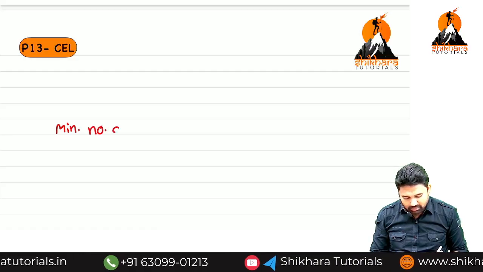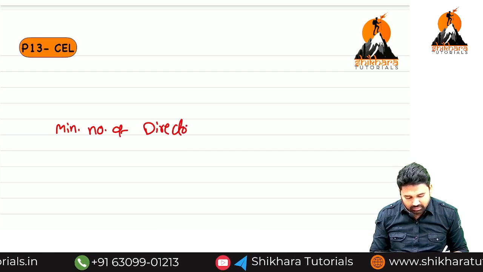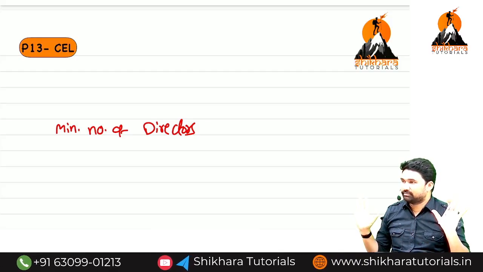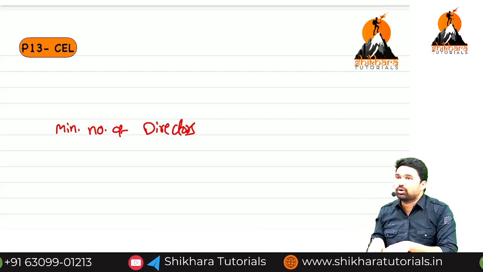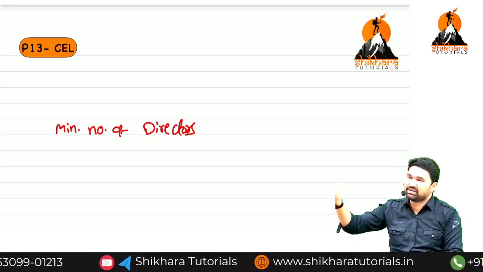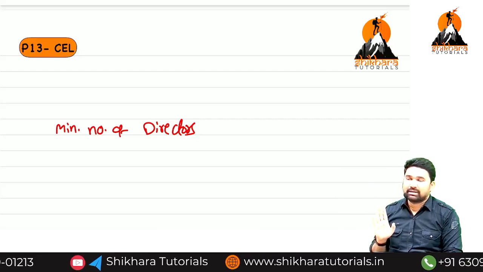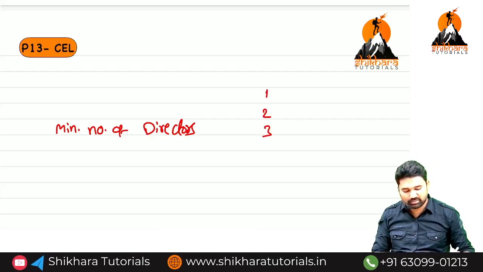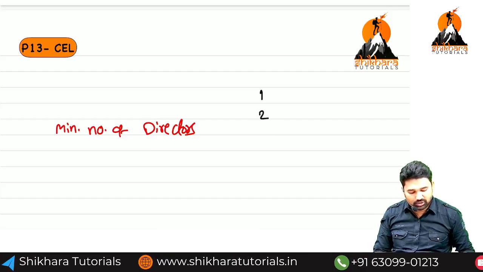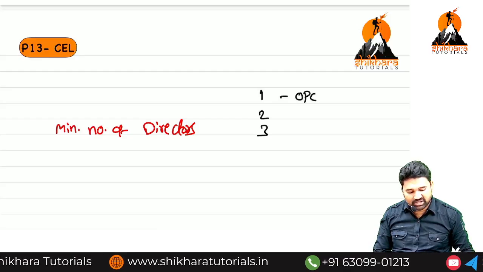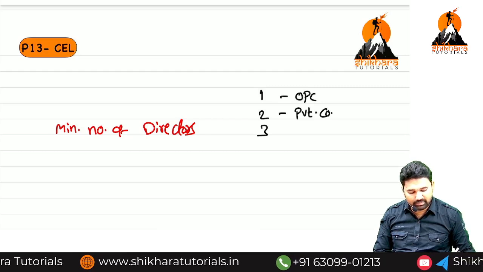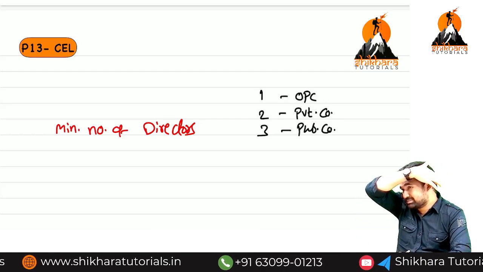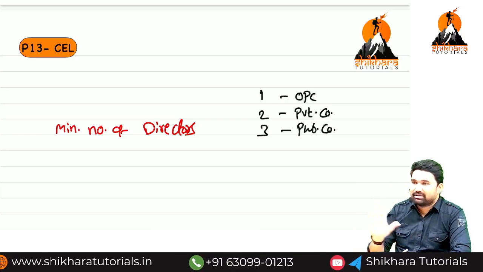Minimum number of directors for any company, this minimum rule should be followed. The maximum rule is somewhat different, I'll tell you. But with respect to the minimum number of directors, the order is 1, 2, 3. Simple. 1 for OPC, 2 for private company, 3 for public company. I'm going to ask a simple question with respect to public and private. Be ready to face the question.